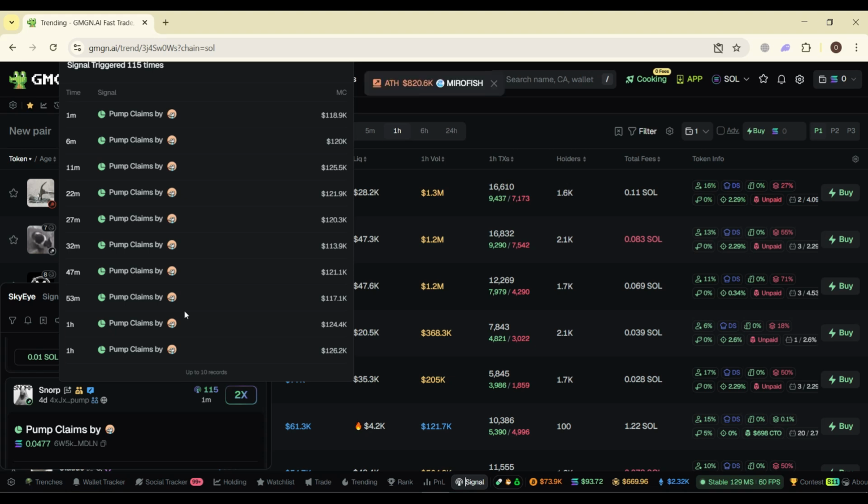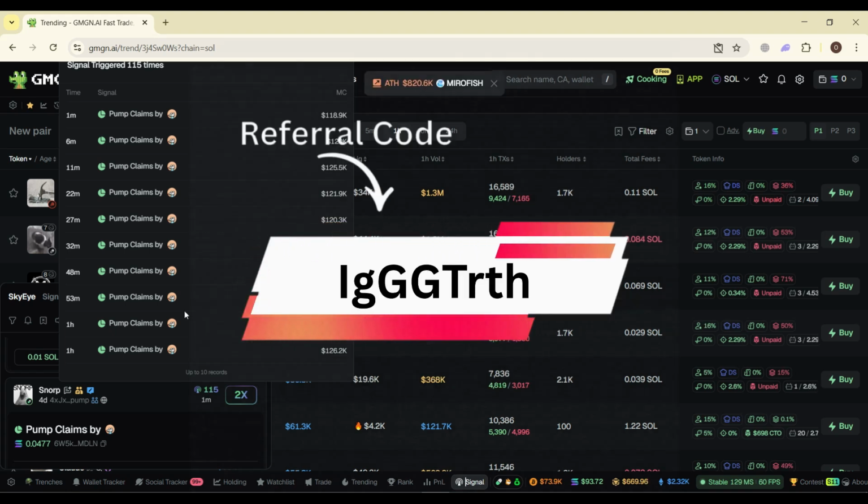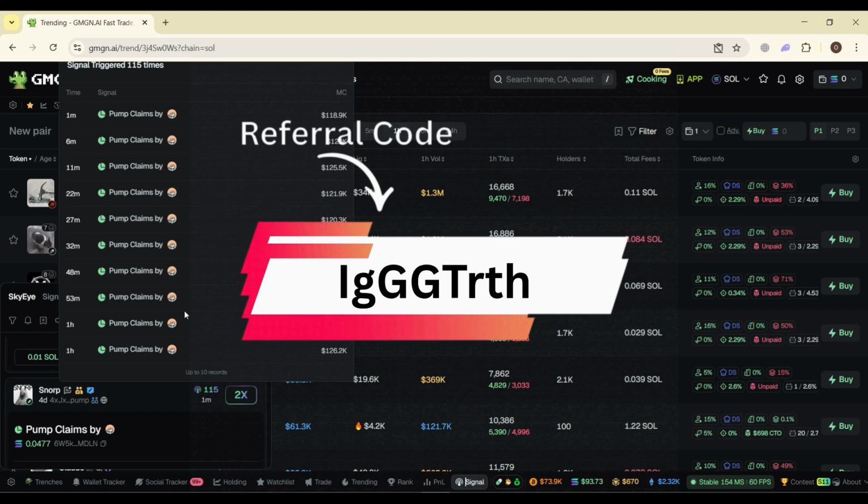Okay, so GMGN's AI is a powerful tool, but only if you understand how to use it properly.